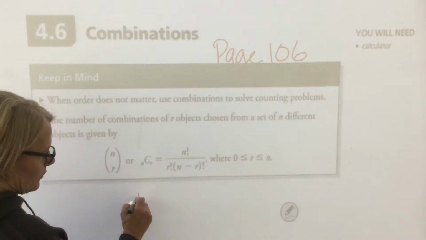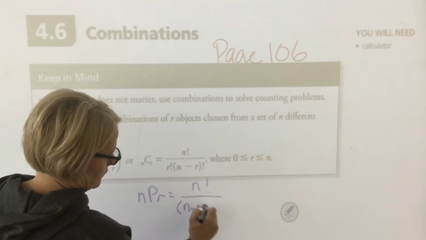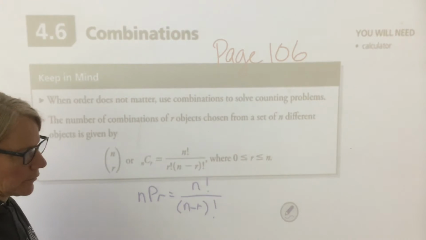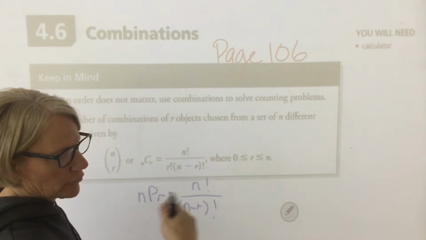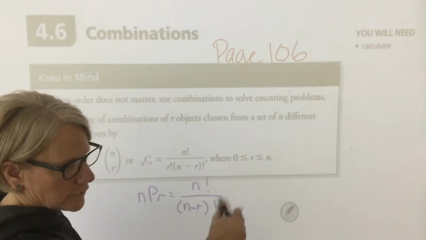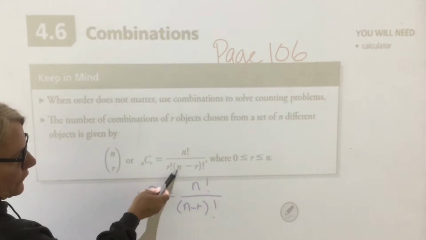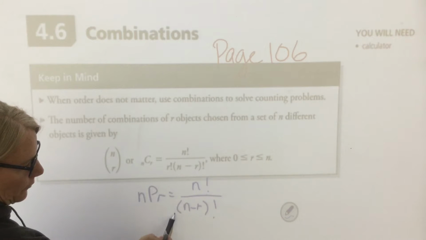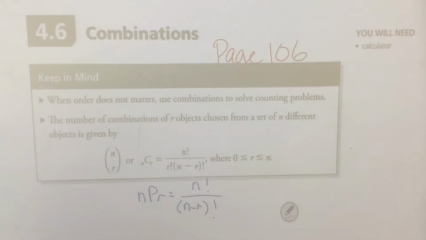Now if we compare the formulas, we said that the combination should always produce smaller numbers because the order doesn't matter, right? We don't want to double, triple, quadruple count things that look the same. They're just in a different order, the same objects. And so you see that dividing out of that repetition right here in the formula, that extra r factorial that isn't in the permutation formula. And that's why your numbers are always going to be smaller, because we're dividing those out.